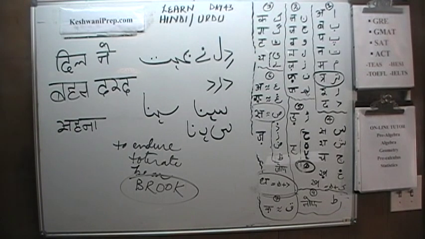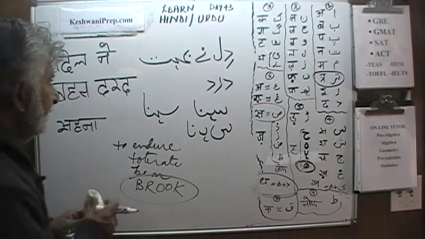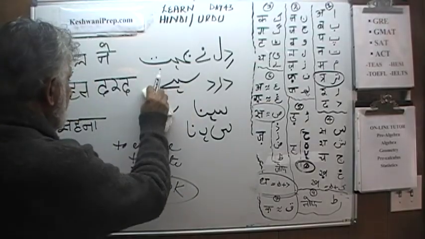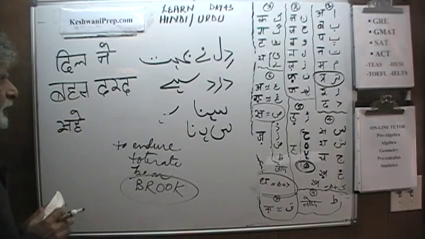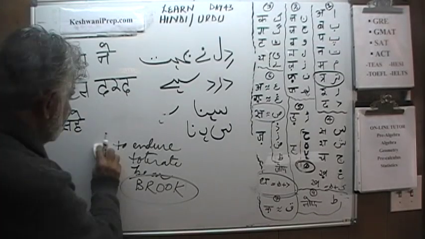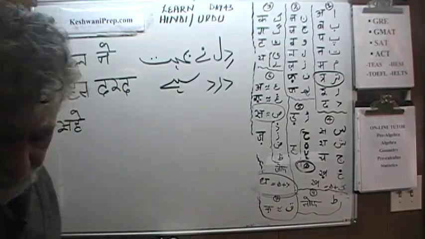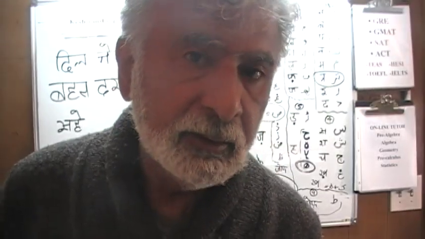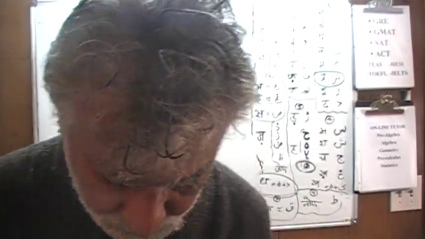We don't need the word sahena, we need sahe. Dil ne bahut dard sahe. We don't need sahena, we need sahe. Dil ne bahut dard sahe. So what he says so far is, Teri ulfat mein sanam, in your love, my darling, dil ne bahut dard sahe. My heart endured too much pain, too much grief.